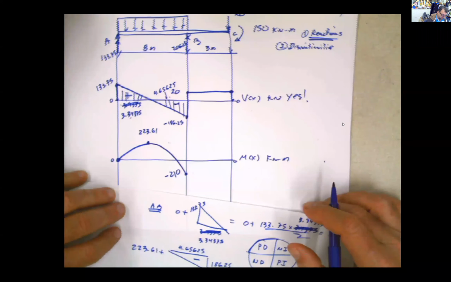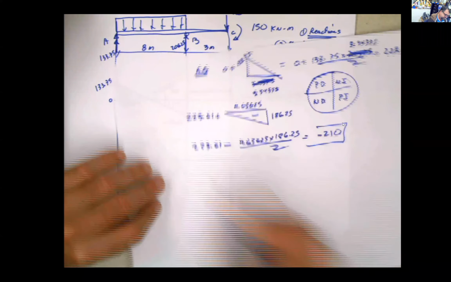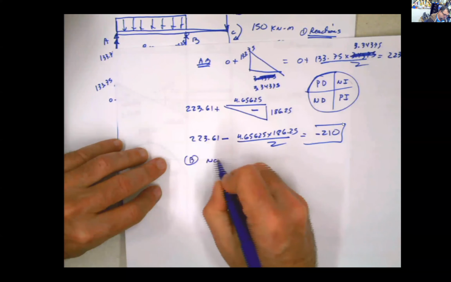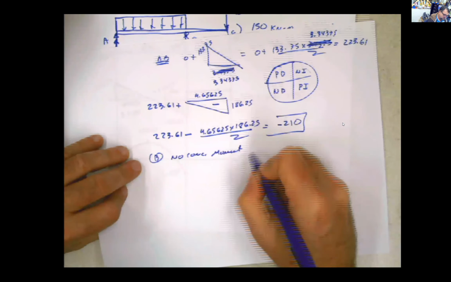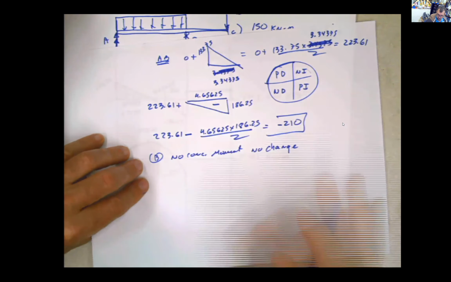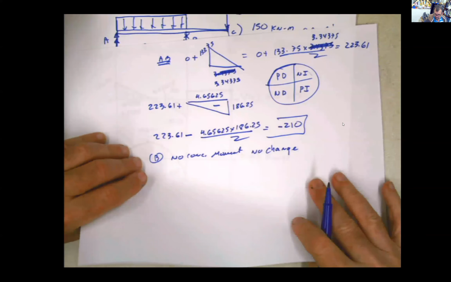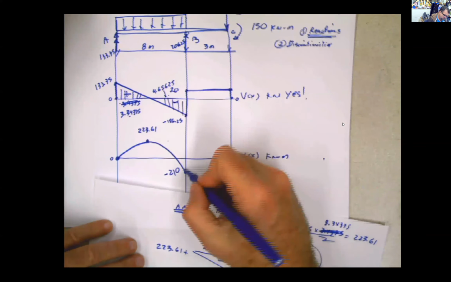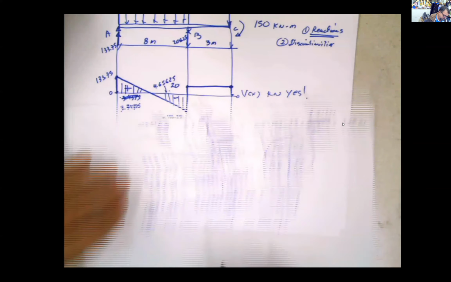Now we go to the point B. Is there any concentrated moment at point B? No concentrated moment, no change or no jump. That's it. That's all the work that I need you to do. Okay? No jump, no change, no nothing. Now go to BC.